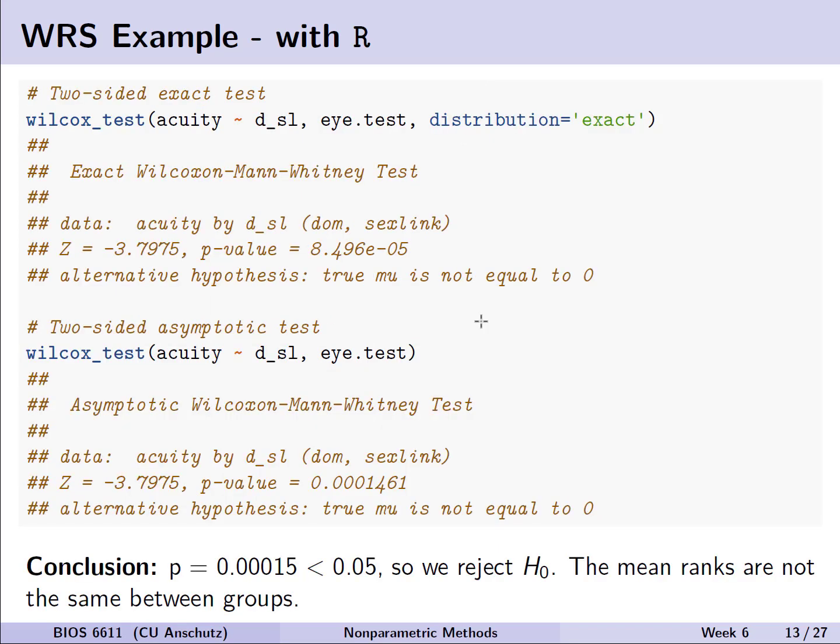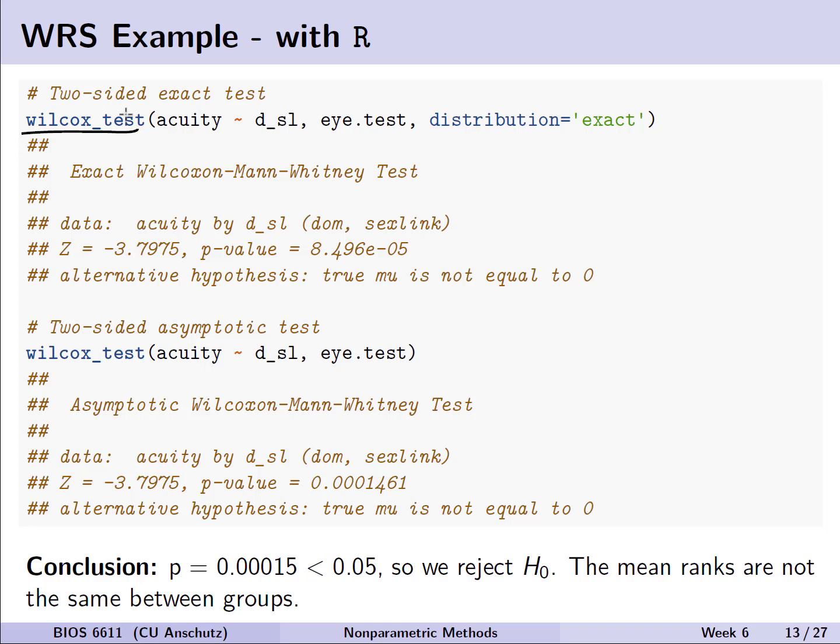So what we can see is that in this package coin, we can implement this Wilcoxon rank sum test using the Wilcox_test function. And we can implement both an exact and an asymptotic test. So in this case, we wouldn't really need an exact test because we have more than 10 per group, but we can compare p-values in the two approaches.